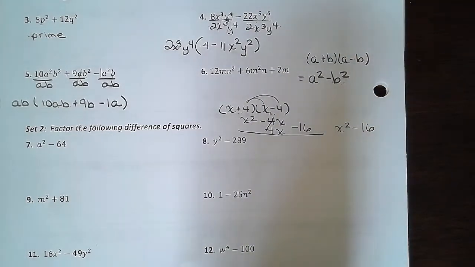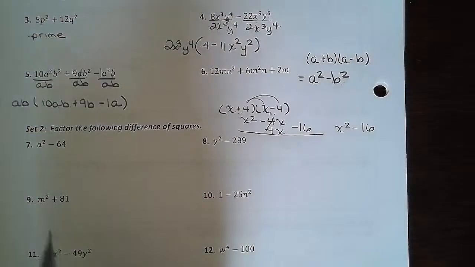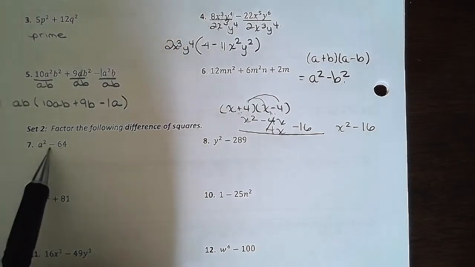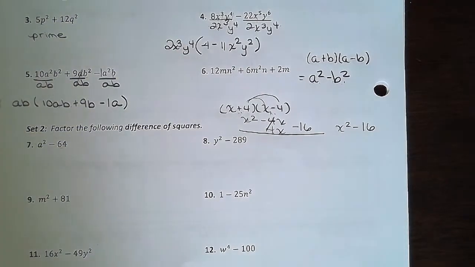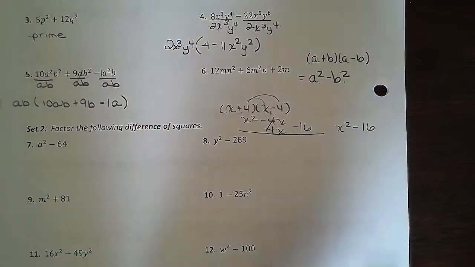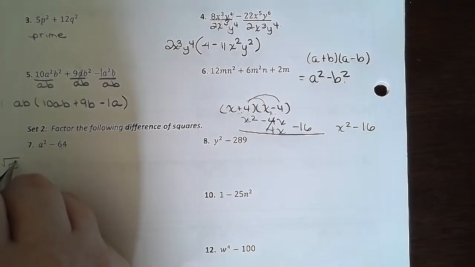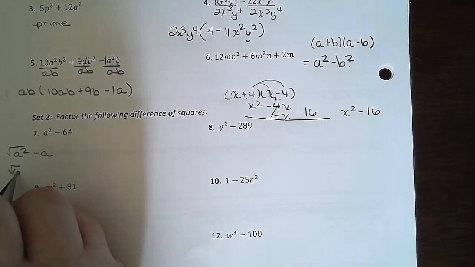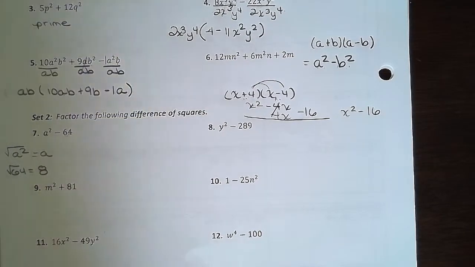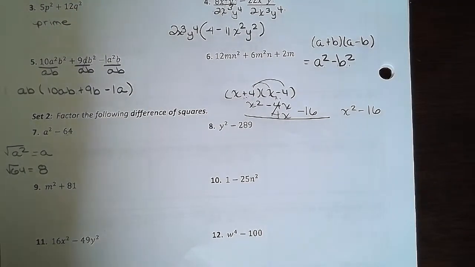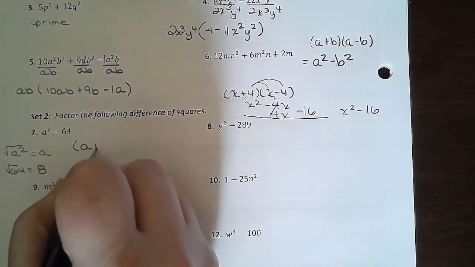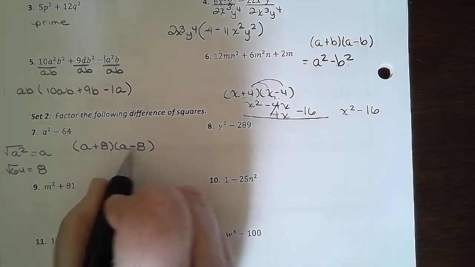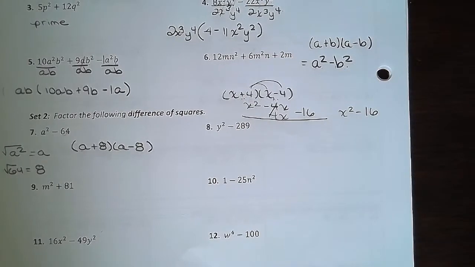Okay, so a way to find them is to make sure you pay attention to both of these. If there's two terms, there's a hint for you. If there's a minus in between them, there's another hint for you. Now let's check to see if these are perfect squares. Well, the square root of a squared is equal to a, and the square root of 64 is equal to 8. Okay, so those are two perfect squares. So to factor this out, this would be a plus 8 and a minus 8. And I could do a minus 8 times a plus 8. Order does not matter. Okay?